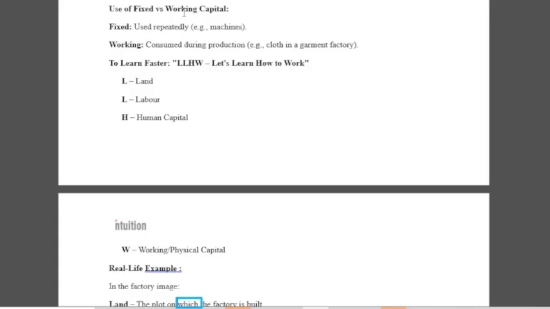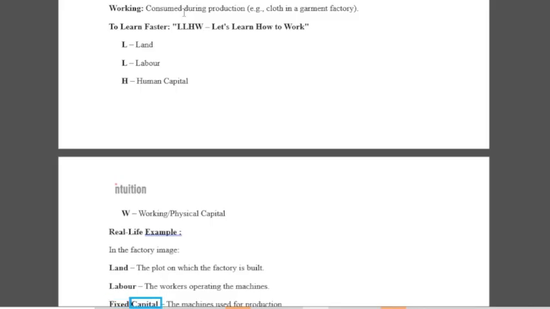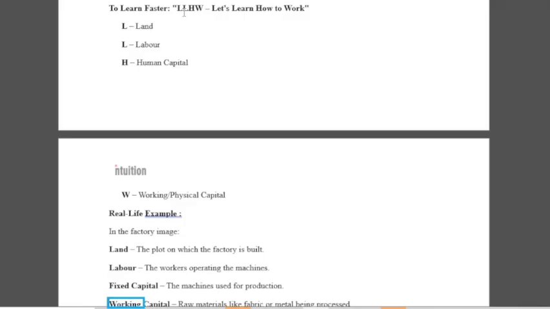Land is the plot on which the factory is built. Labor is the workers operating the machines. Fixed capital is the machines used for production. Working capital is raw materials like fabric or metal being processed.